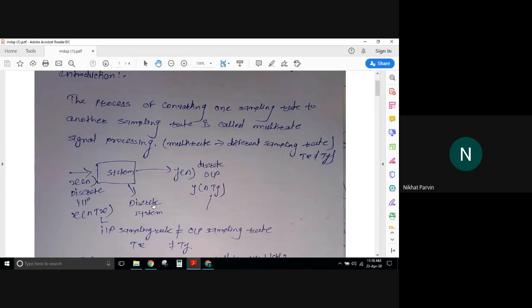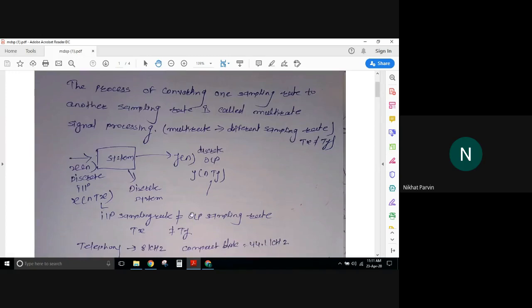But when your input and output sampling rates are different, when Tx is not equal to Ty, definitely we have to go for conversion of one sampling rate to another one, and who does all this? That is nothing but your MDSPs.